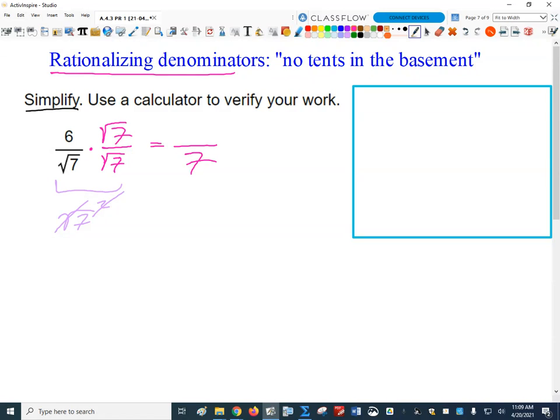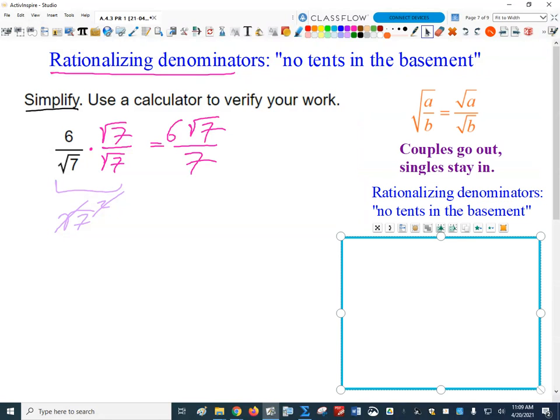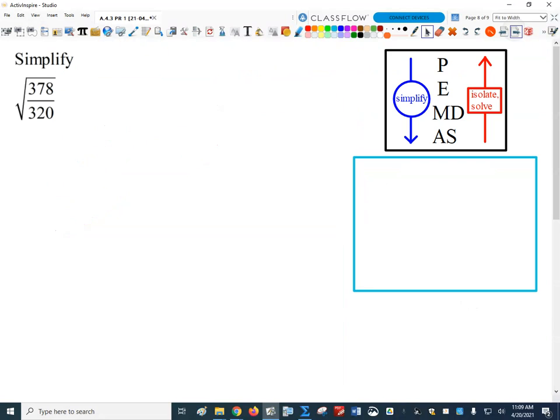When I multiply fractions, I multiply straight across. So the square root of 7 times the square root of 7 gives me 7. On the top, I just get 6 times the square root of 7. And that might look more complicated than what I started with, but to a mathematician, that's better because I don't have a radical on the bottom anymore. Okay? All right. So I don't really need all that stuff, do I? No, not for that one.